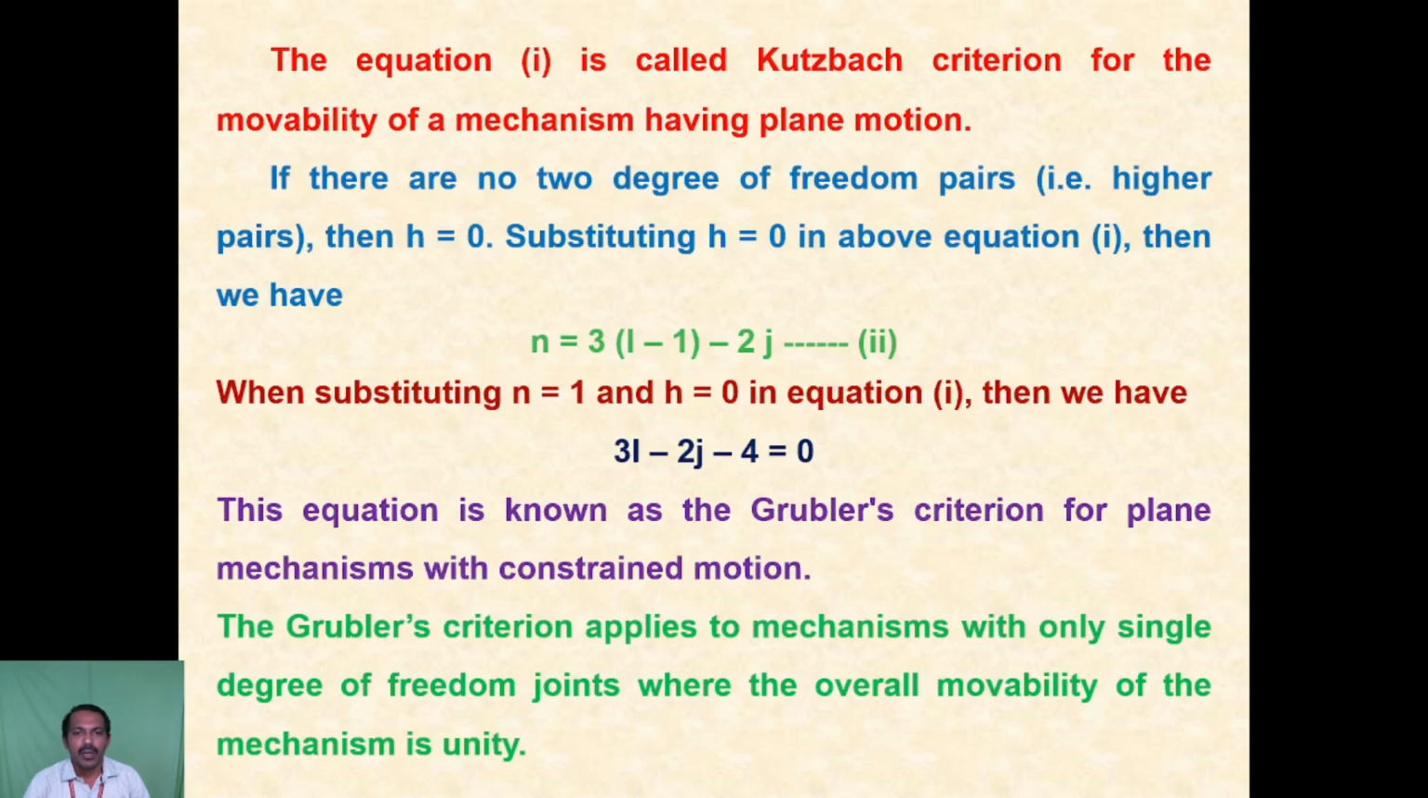So if there are no 2 degree of freedom pairs, that is higher pairs, the higher pair count is 0. You put H equal to 0. So n is equal to 3, open the bracket, L minus 1, close the bracket, minus 2J. Substituting n equal to 1, the degree of freedom is 1. H equal to 0 means you get 3L minus 2J minus 4. This equation is the Kutzbach criterion.